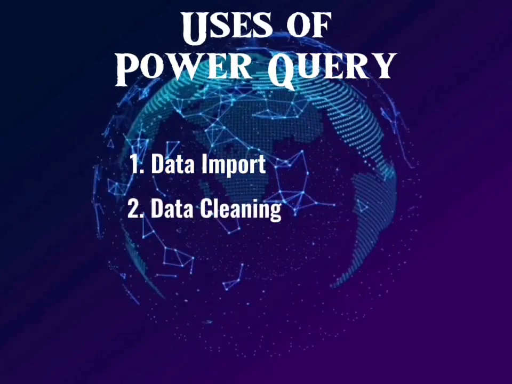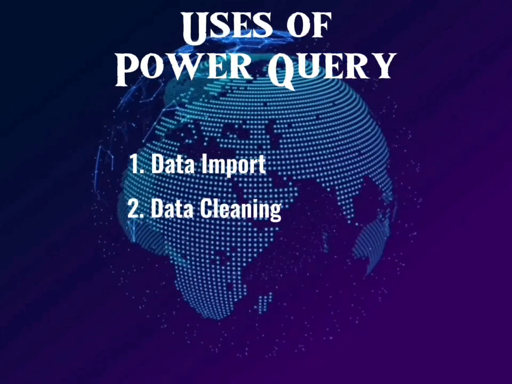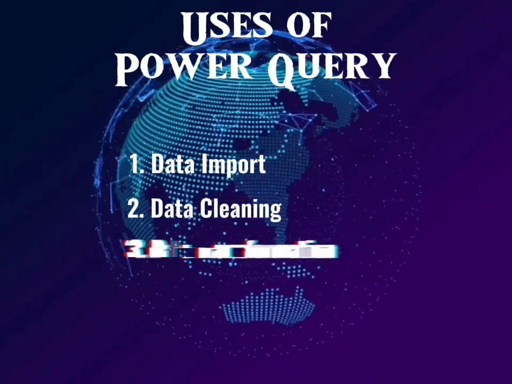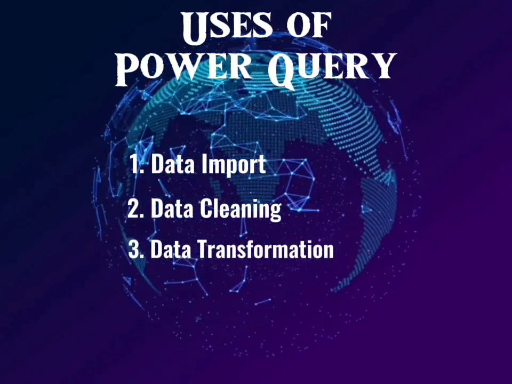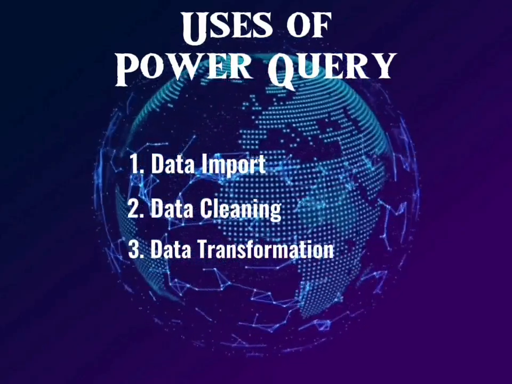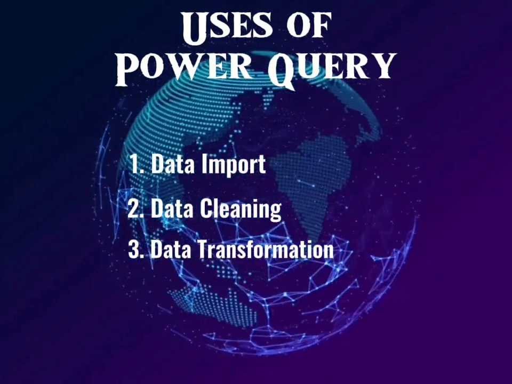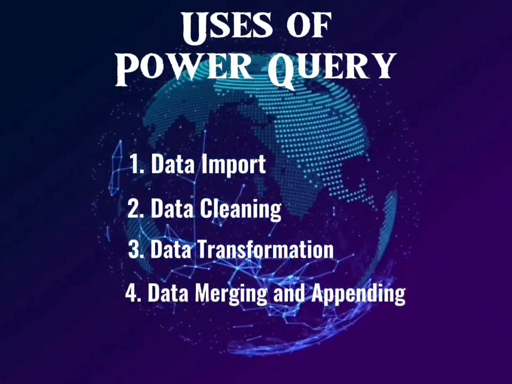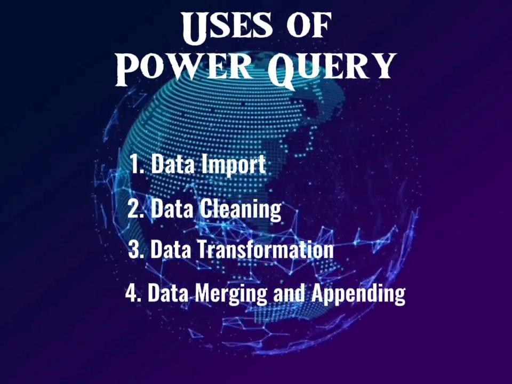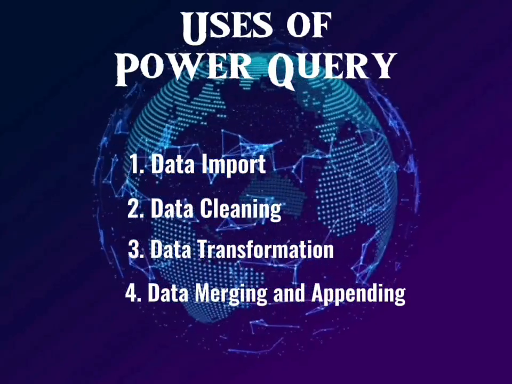Number 2, data cleaning. Cleanse and transform raw data by handling missing values, removing duplicates, and correcting errors, ensuring data accuracy. Number 3, data transformation. Perform complex transformations on the data, including splitting columns, merging tables, and converting data types to make it suitable for analysis. Number 4, data merging and appending. Combine data from multiple sources by merging tables or appending rows, facilitating the integration of diverse datasets.